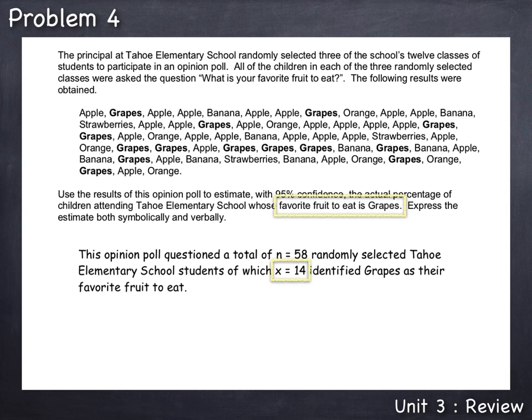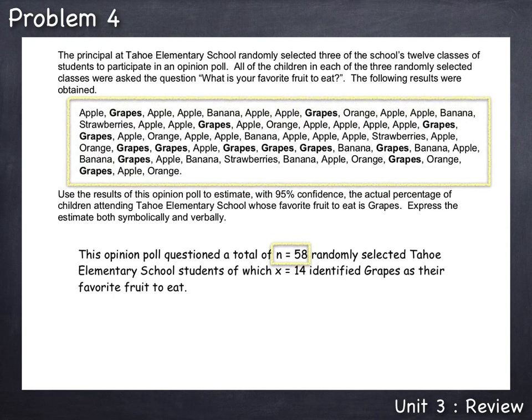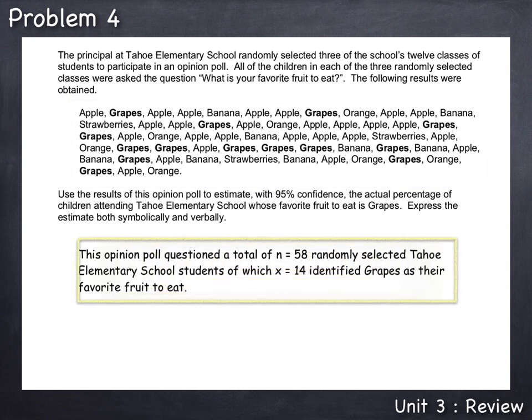To get the total sample size, we have to count the total number of students who were asked this question and gave a response. And when we count all of the different fruits from all the student responses, we find that N, the total sample size, was 58 students. So this opinion poll questioned a total of N equals 58 randomly selected Tahoe Elementary School students, of which X equals 14 identified grapes as their favorite fruit to eat.